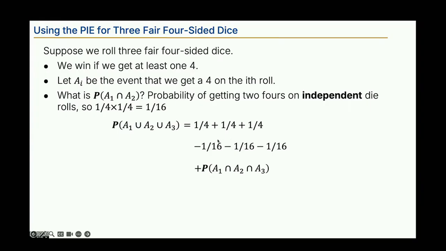So this one's going to be 1/16. They're all 1/16, okay? And then what's the chance that all 3 dice come up?